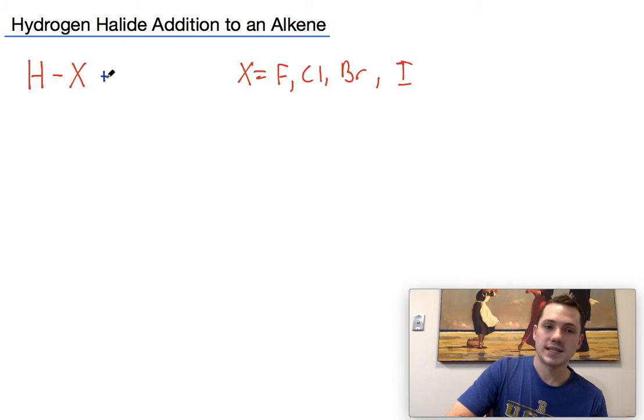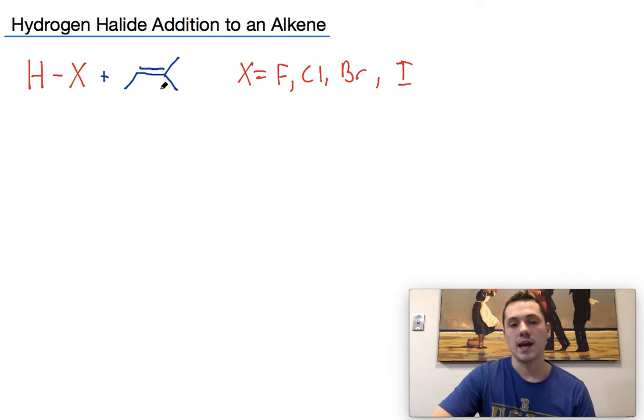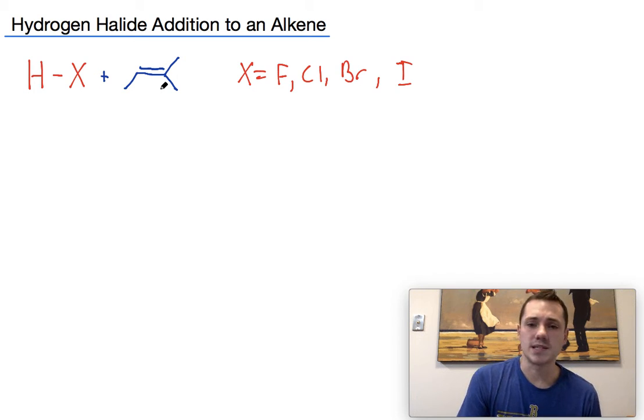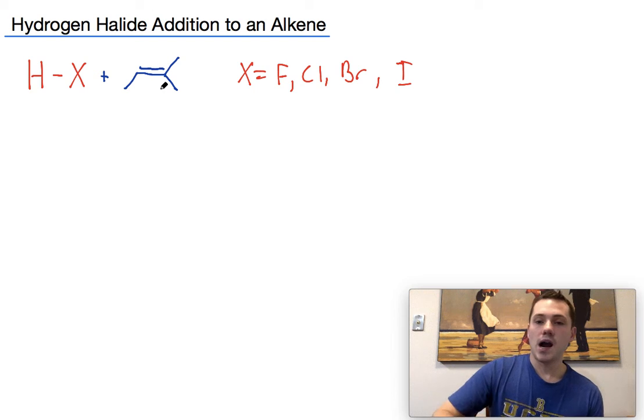For these examples, what I'm going to use is this alkene right here. This is a 2-methyl-2-butene. This is pretty much a common one they'll use to introduce this concept because it's very easy to see the regioselectivity that takes place here. Alright, so what happens when you add a hydrogen halide to an alkene?